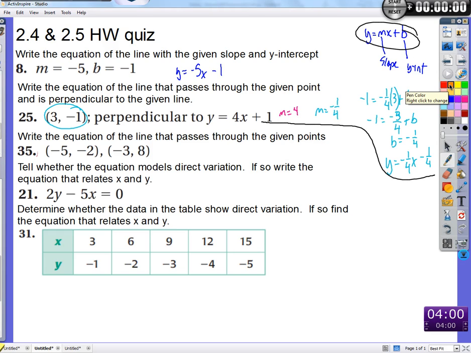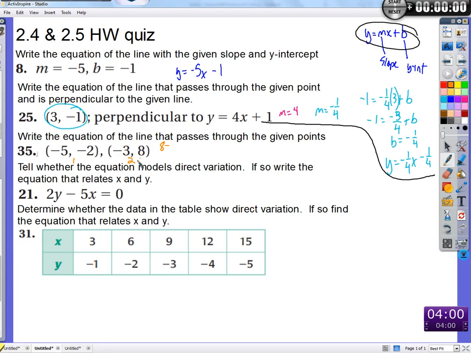You can graph it and find the rise of the line. You certainly could do that. You could graph those 2 points and you could count it off. Yeah? What else could you do if you wanted to be more numerical? Y2 minus y1 over x2 minus x1. Right. So we'll call this one the second point and this one the first point.